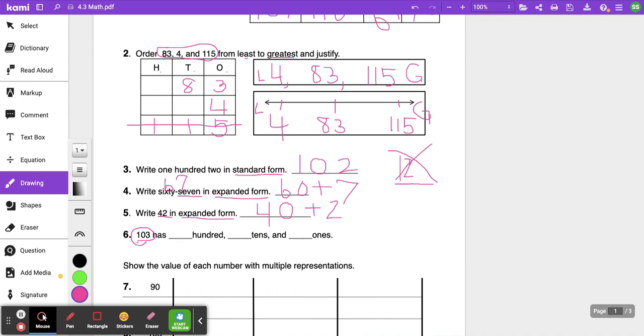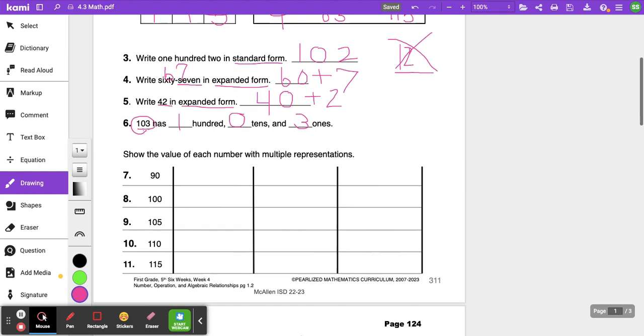And look here, how many hundreds do I have? Well, this is the ones place, the tens place, the hundreds place. How many hundreds? 100. How many tens does it have? Well, there's a 0 in the tens place, so there are no tens. How many ones are there? Yes, 3 ones. Great job, guys.